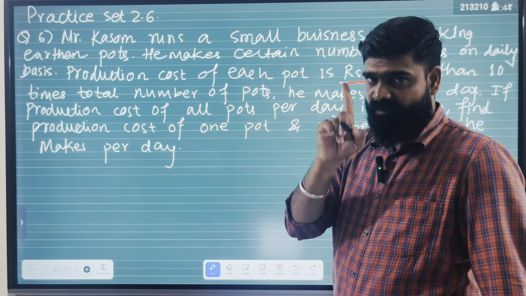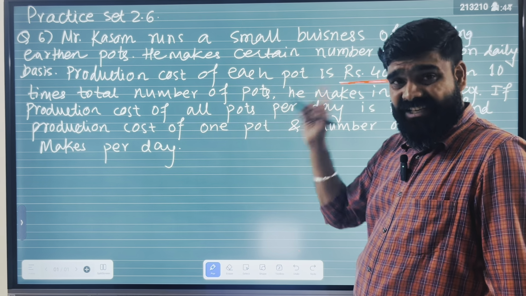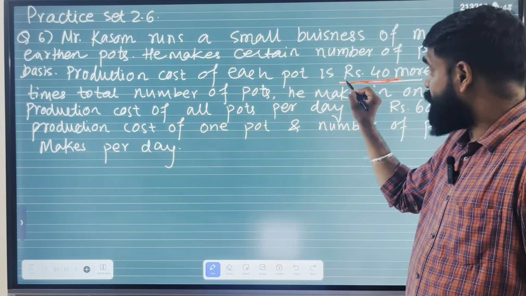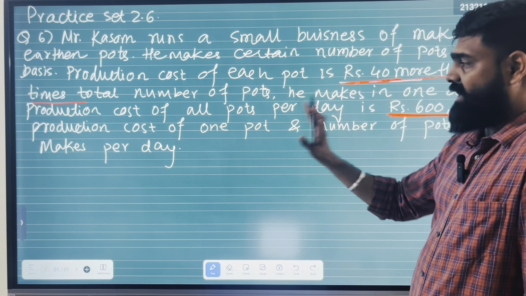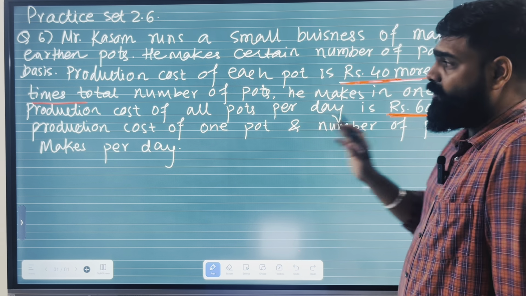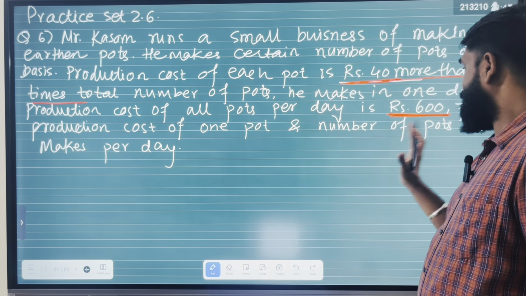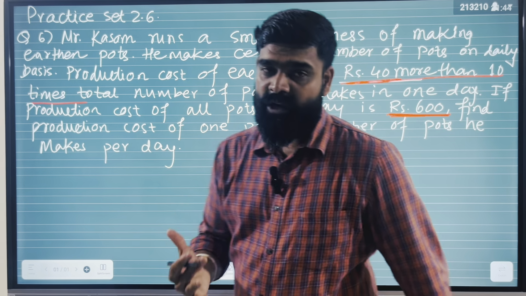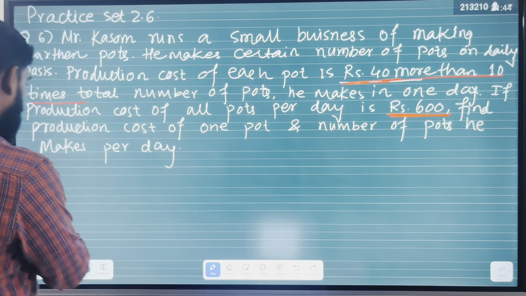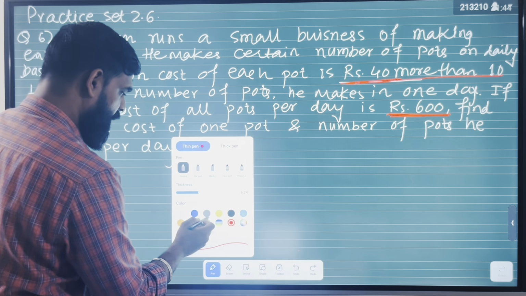The production cost of each pot is given, that is rupees 40 more than 10 times the total number of pots. 10 times the total number of pots. This is the given. He makes in one day. If production cost of all pots per day is rupees 600, production cost of all pots is given, that is 600. We have to find the production cost of one pot and number of pots he makes per day. So let us consider the number of pots he makes in one day.